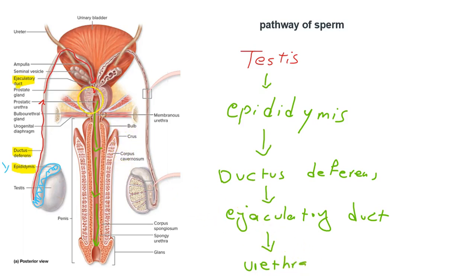Based on its location, we can divide the urethra into 3 parts. The part passing through the prostate gland we call the prostatic urethra. The shortest part, which passes through the pelvic floor, is called the membranous urethra. And the longest part, which passes through the penis, is called the spongy urethra.